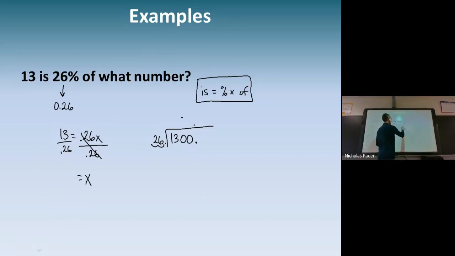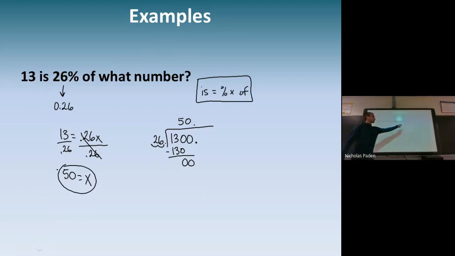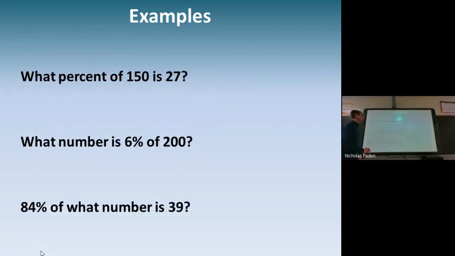26 goes into 130 5 times. And that's actually 5 times exactly. So we're left with zeros. 26 goes into 0 times. And so our answer is going to be x equals 50. 13 divided by 0.26. So 13 is 26% of 50. That's what we're saying. Okay, so using this percent equation, is equals percent times of, you all go ahead and answer those 3 questions.